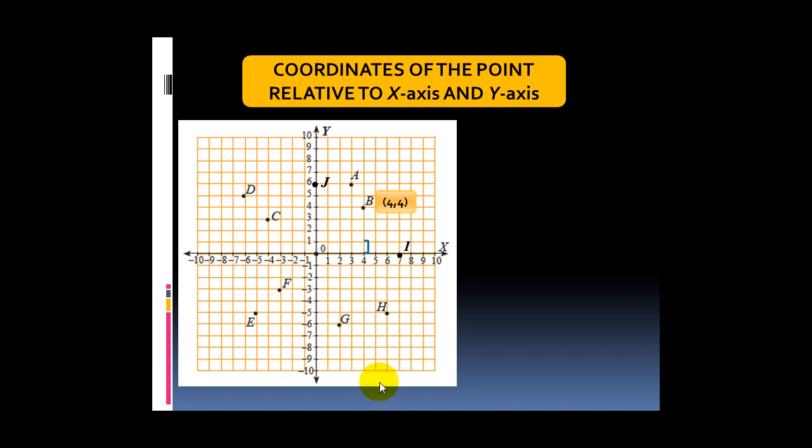The distance of point B to the x-axis is 1, 2, 3, 4. The distance of point B relative to the x-axis is 4 units, and then to the y-axis is 1, 2, 3, 4, 4 units. Ya, jadi jarak point B terhadap sumbu X adalah 4 satuan, dan juga jarak point B terhadap sumbu Y adalah 4 satuan juga.